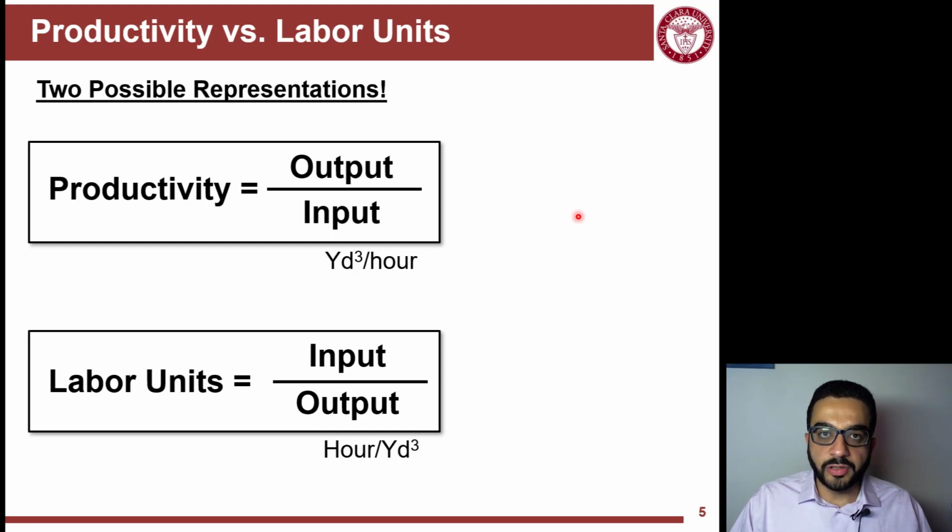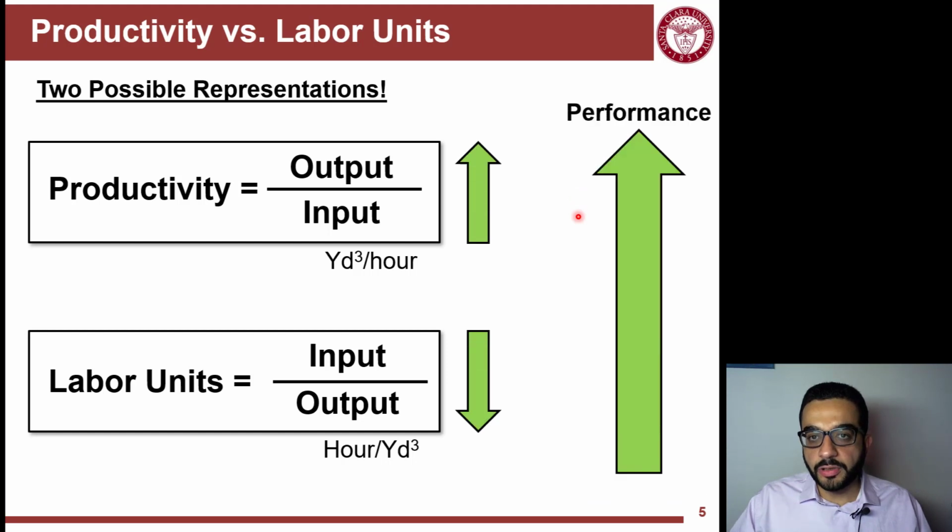So labor units is kind of the other side of the coin. Labor units is the ratio between input over output. With productivity, you want to think about how fast you can produce per hour, while labor units is how demanding each unit is, in terms of labor hours needed to finish this unit. Because they are two sides of the same coin, we can use both of them to evaluate the performance of operations. So an efficient operation will have high productivity or low labor units.